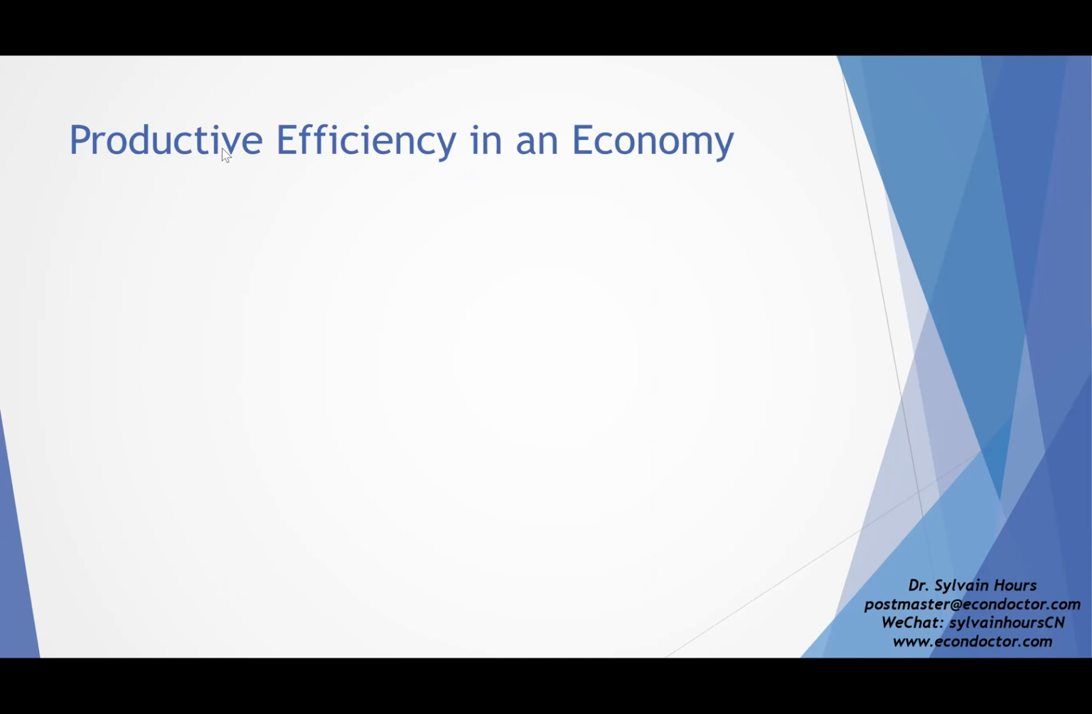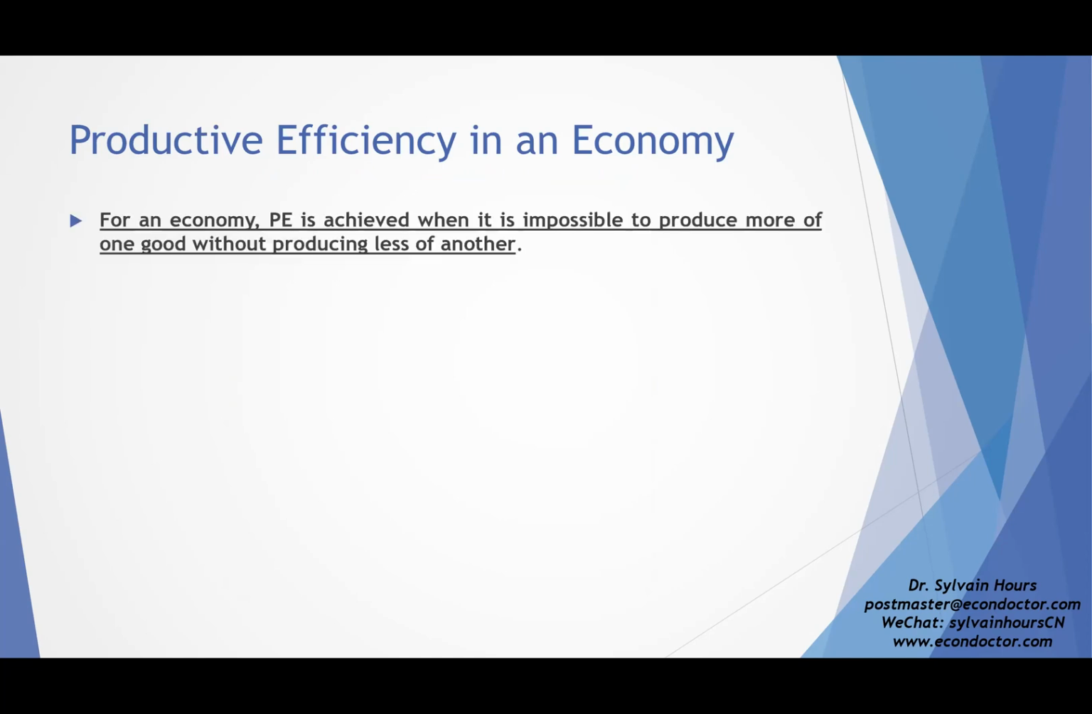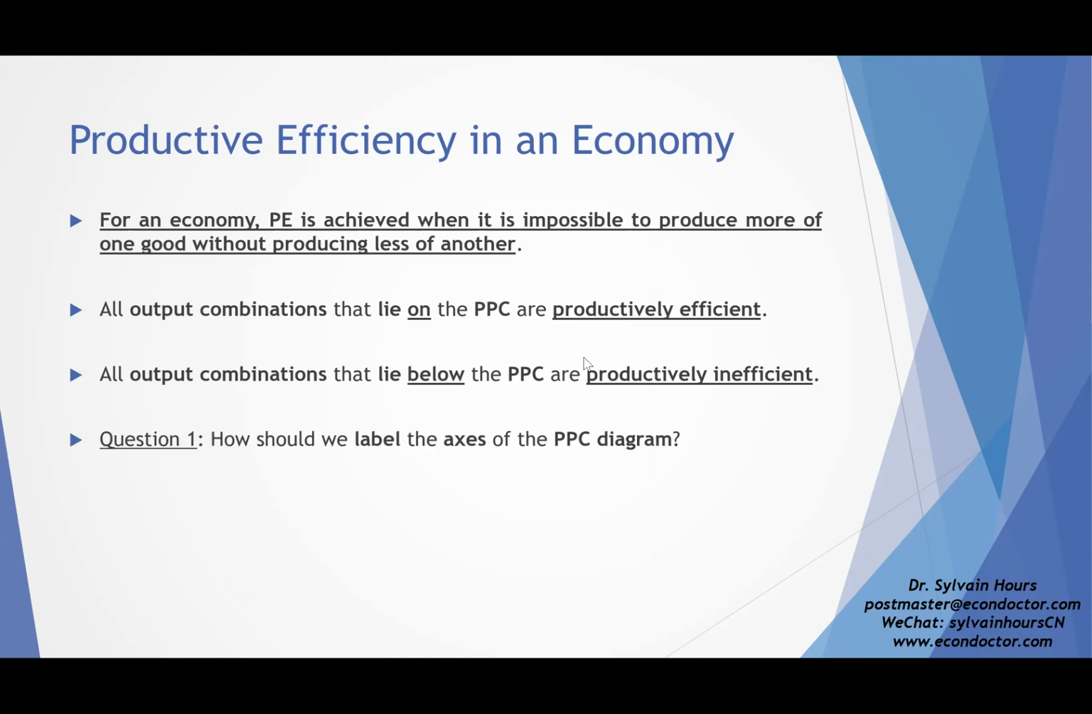So let's start with the easiest, productive efficiency in an economy. The definition is quite simple. You can't produce more of one good without producing less of another. That's a very clear-cut definition, and usually they understand it really well. And it's important that you relate it to the PPC, just like we did before, right? On it, it's efficient. Below it, it's inefficient. And of course, above it, it's unattainable.